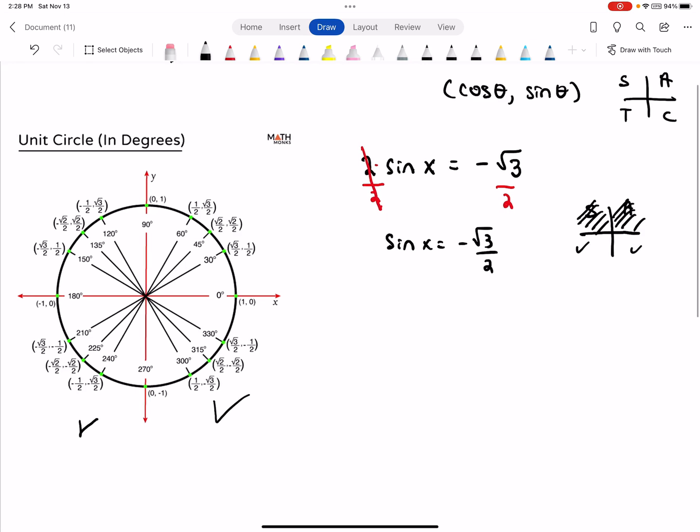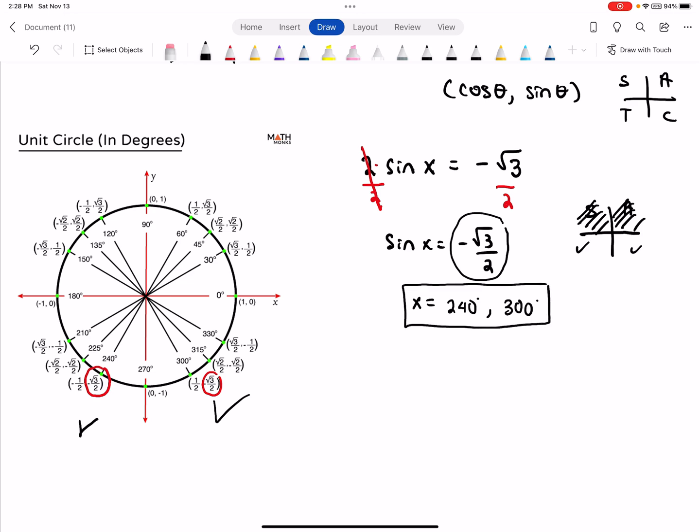So I'm going to start looking for two numbers in the third or the fourth, but recall that sine is the second number. So let's see, where do I get negative root 3 over 2? Negative root 3 over 2, as the second number, is right there. And also there's another one, a mirror image of that number. So there we go. On the unit circle, we got the final answer, 240 degrees and also 300 degrees. Those are the two angles that will generate negative root 3 over 2.